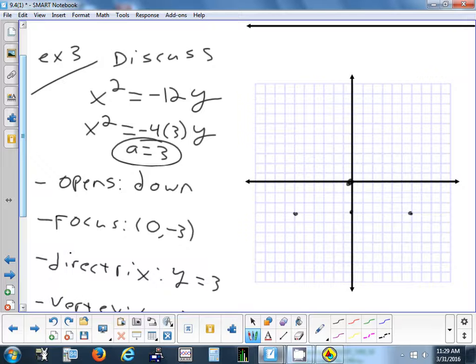Okay, so that's a little different. We normally don't pick a number for y and solve for x. But if the parabola opens up or down, you do. Okay. Any questions on that?